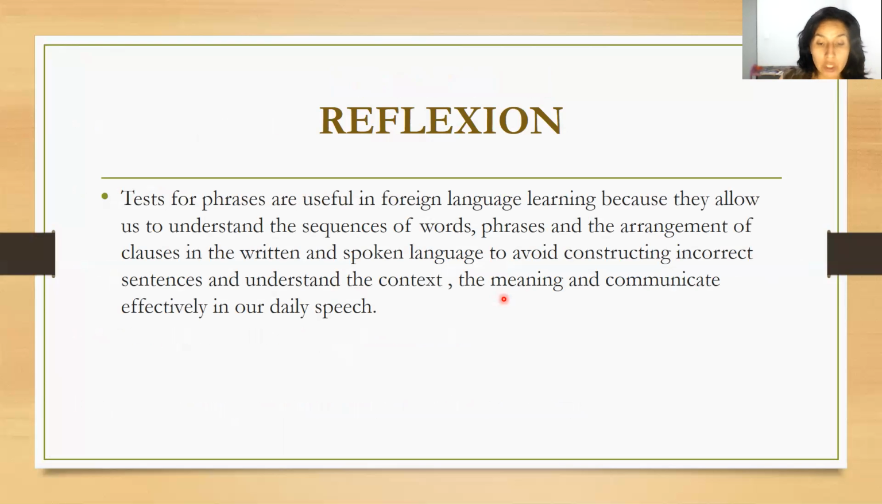For all the information exposed above, phrase tests are useful in foreign language learning because they allow us to understand the sequences of words, phrases, and arrangement of clauses in written and spoken language, to avoid constructing incorrect sentences, to better understand the content and meaning of a foreign language, and to communicate effectively in our daily speech.